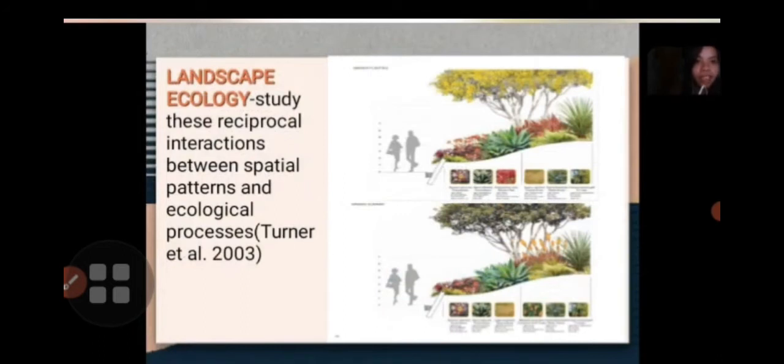Next, we have landscape ecology. It studies the reciprocal interactions between spatial patterns and ecological processes (Turner et al., 2003). So from the word ecology, it is composed of homogeneous and discrete communities like population, mga species. Ang landscape pod is made of heterogeneous communities like patches, corridors, matrix, and etc.